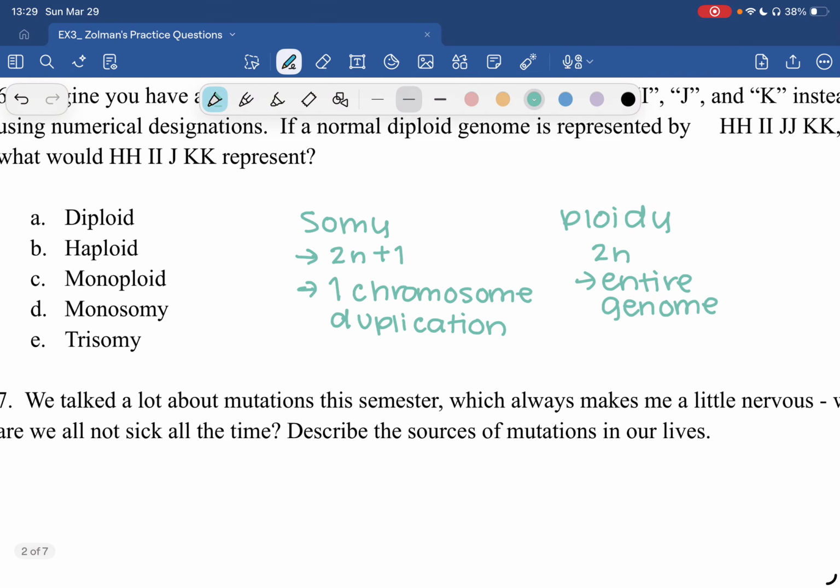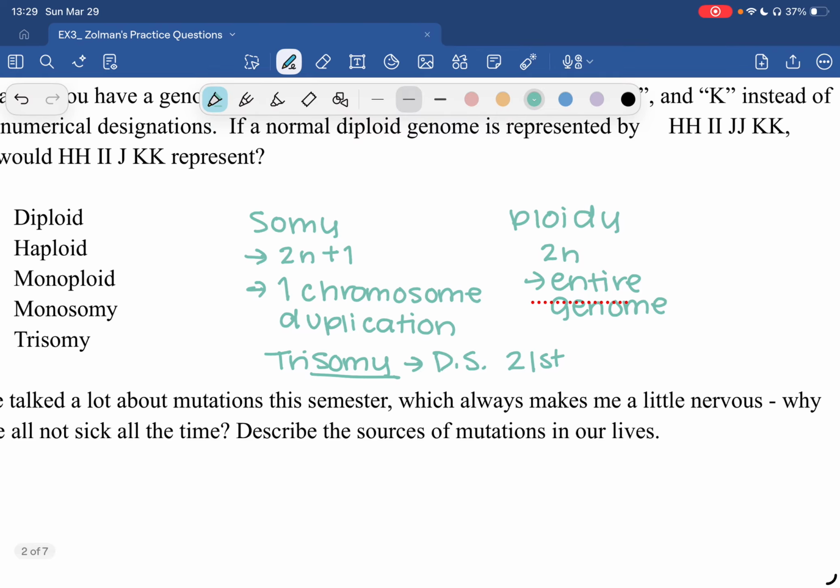So again, like I said in the example of trisomy 21, so thinking of Down syndrome, you have only the 21st chromosome being duplicated. It has an extra chromosome where all the other chromosomes are normal. They don't have that extra chromosome. Whereas with ploidy, triploidy would have all of the chromosomes in the genome with 3 copies instead of just one single chromosome being affected.